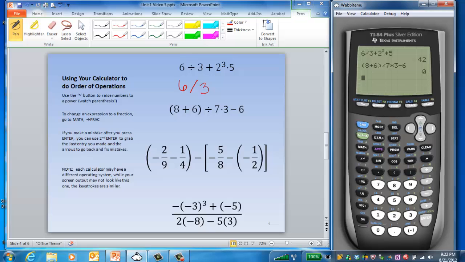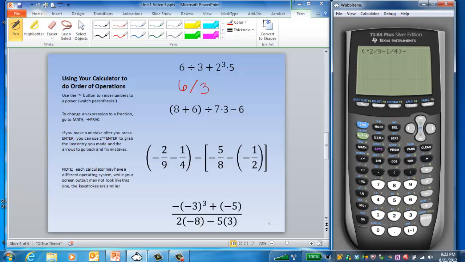Alright, third one. Now we get to play with some fractions. We have some square brackets in here also. There is no ABC button like there might be on your scientific calculator. To type in a fraction, you're simply going to use the division key. Open my parentheses. I'm going to type in negative 2 divided by 9. That's how I'm going to get my fraction. Minus 1 over 4. Close my parentheses.